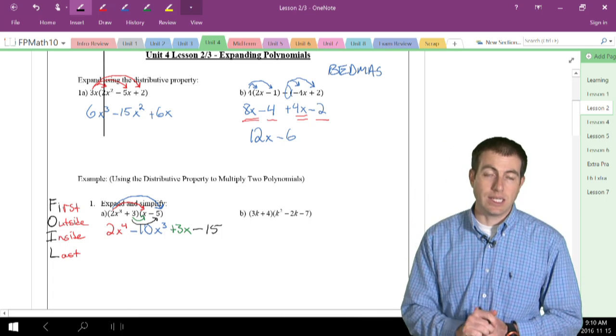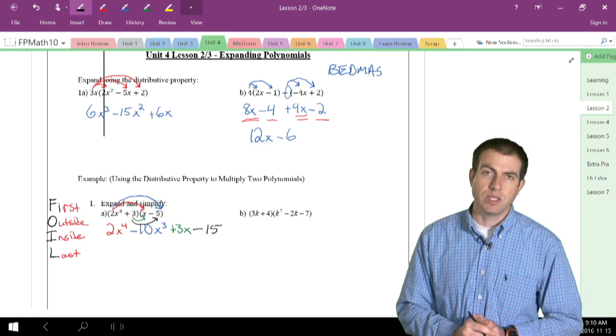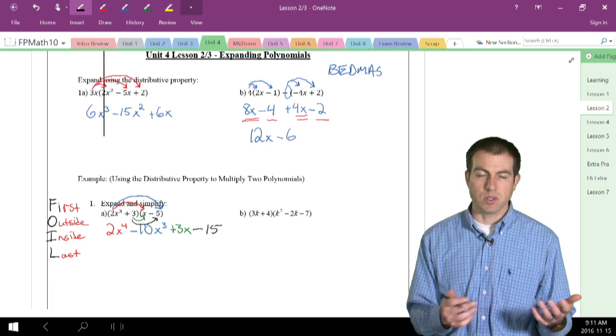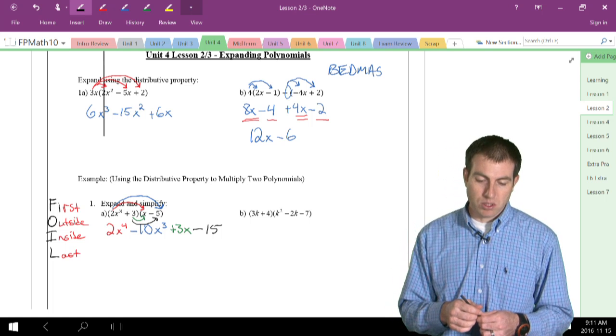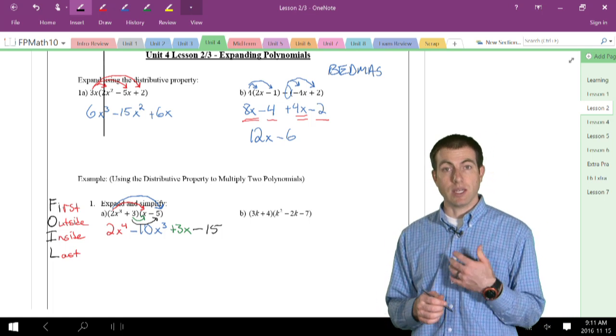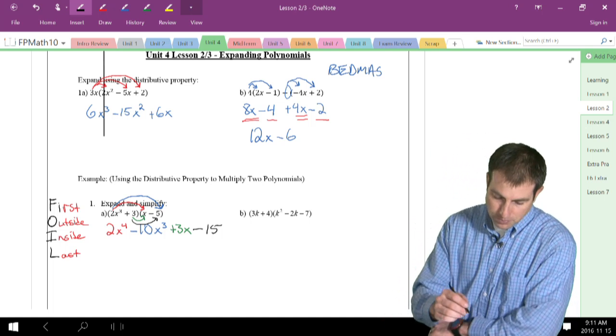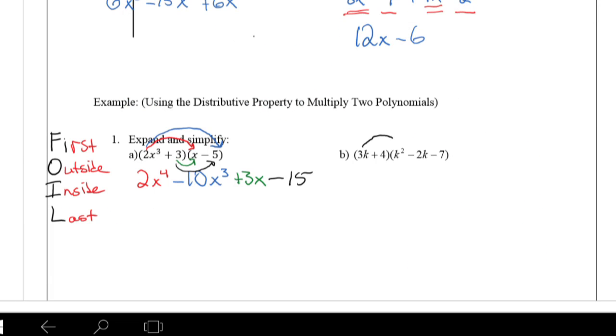Letter B is the exact same process, except instead of there being two terms in each of the brackets, we have a binomial and a trinomial, but the same principle applies. We need to multiply everything in the first bracket by everything in the second bracket. So what's that going to look like? Well, I'm going to have to multiply the 3k by the k squared, by the minus 2k, and by the minus 7. And then I'm going to have to multiply this 4 by this k squared, by the minus 2k, and by the minus 7.